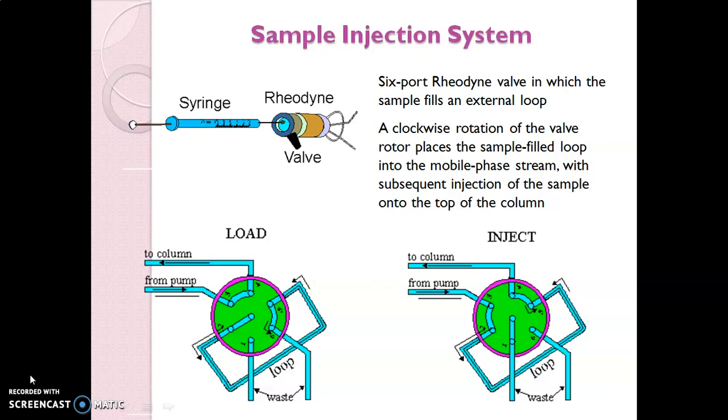This rheodyne injector is made up of a 6-port rheodyne valve in which samples fill an external loop. In the first diagram, the load position, the C shape you are seeing is the loop which is filled with the sample. Then after loading our sample, we have to rotate the rheodyne injector clockwise. So the sample is connected to the pump and injected through the column. So this is the function of the rheodyne injector.